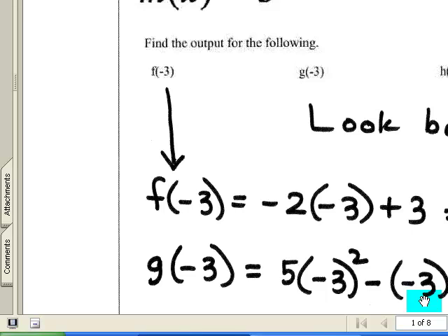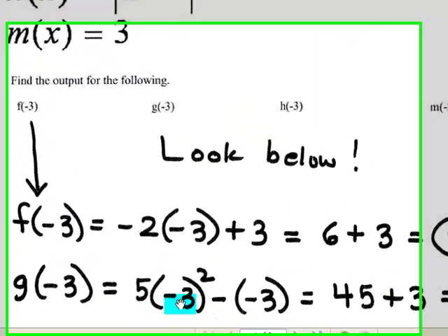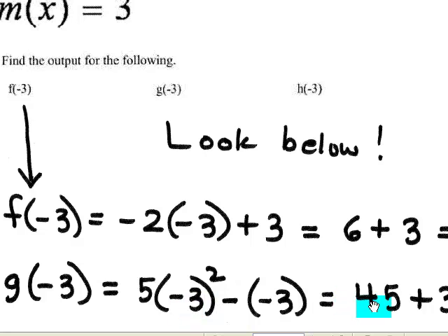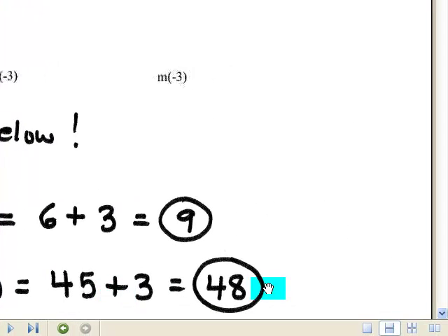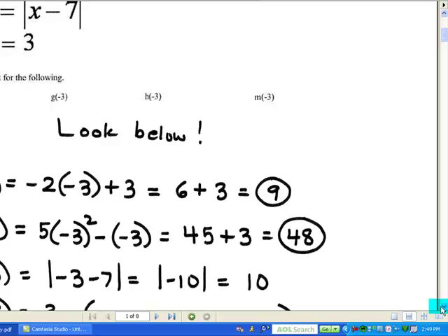A very good way to evaluate a function is, every time you're replacing the variable with a specific quantity, put it in little parentheses. So notice how we get 45, right? Negative 3 quantity squared is 9. 9 times 5 is 45. The opposite of a negative 3, or subtracting negative 3, is plus 3. Thus our answer is 48. Negative 3 goes in, 48 comes out.